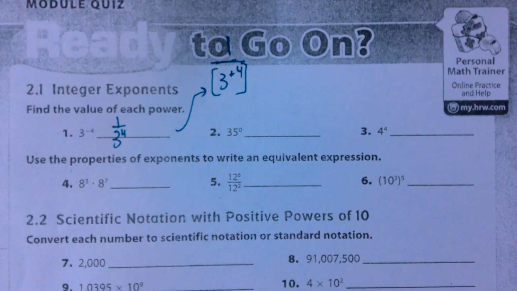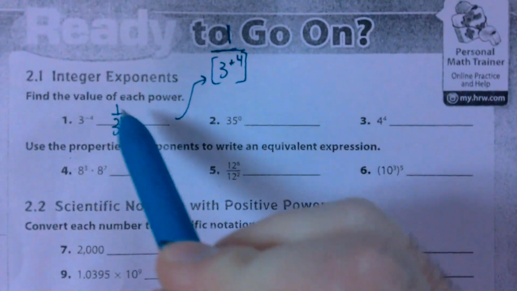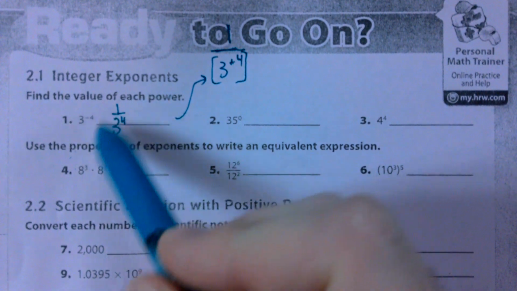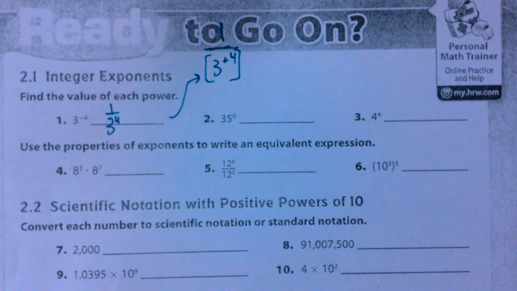Think about it, right? With scientific notation, negative exponents mean we have a really, really small number. So if we have 3 to the negative fourth power, that's a negative exponent. We should expect to get a small number. That's why we put it in a fraction. 1 over whatever 3 to the fourth power is will give us a very, very small fraction.